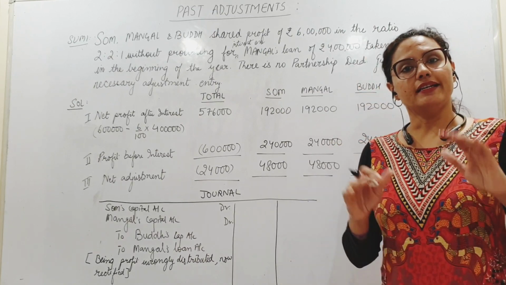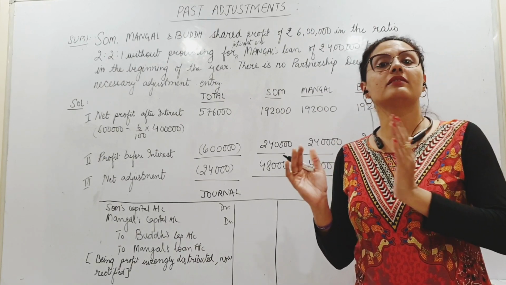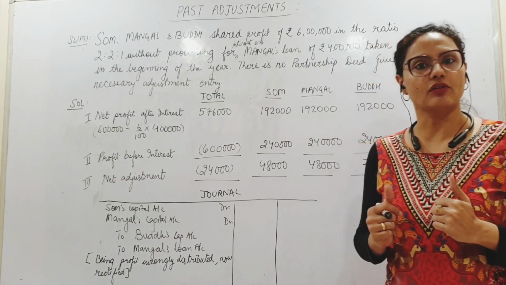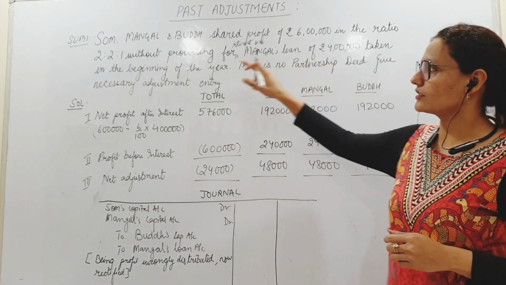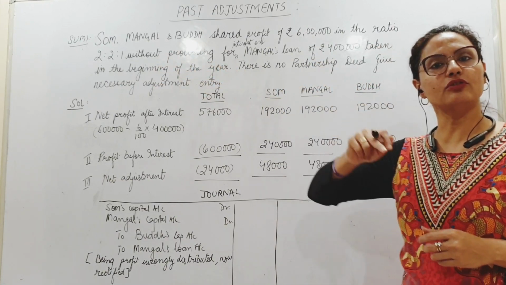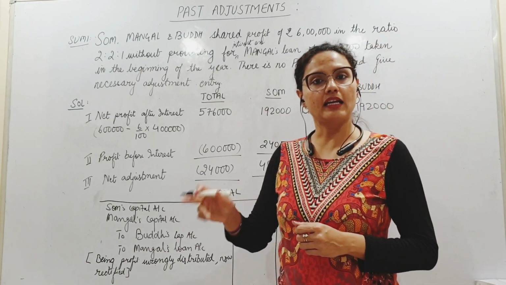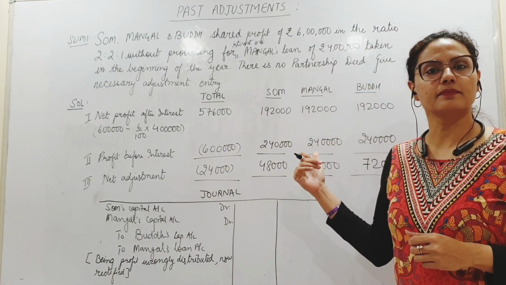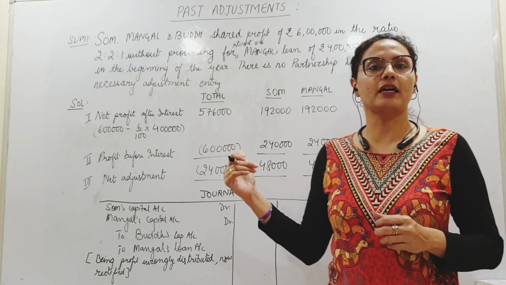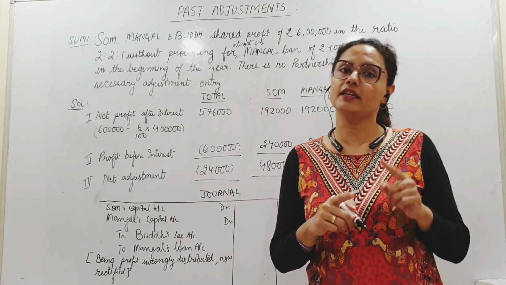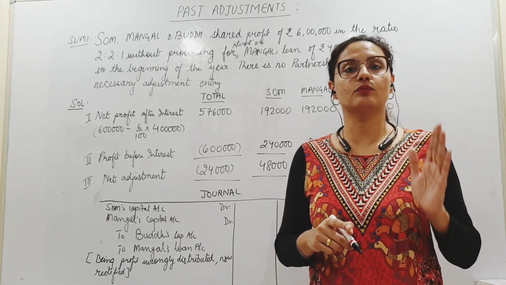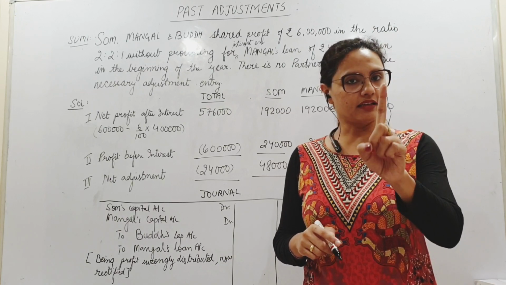So here it has been clearly told to you what went wrong last year. The profit of 6 lakhs was distributed in the ratio of 2:2:1 and there is no partnership deed. In the absence of a partnership deed, we should have distributed it in equal ratio, that is 1:1:1. Error number 1.